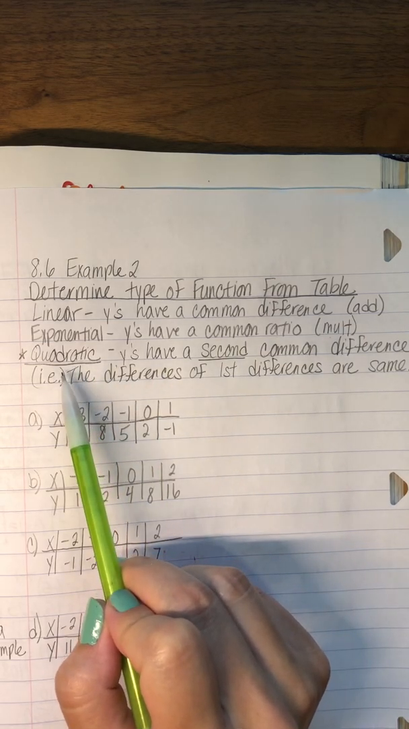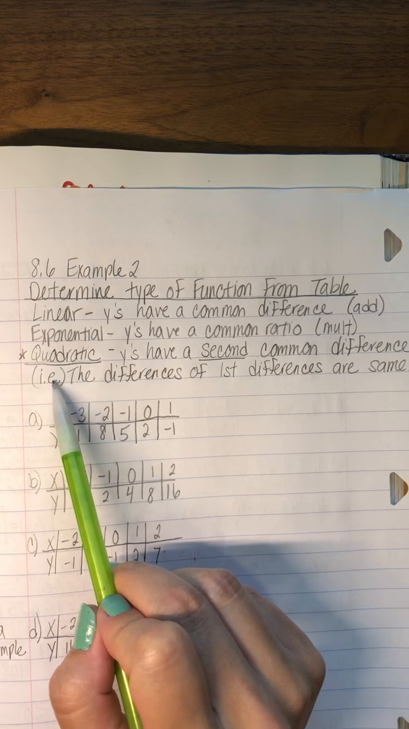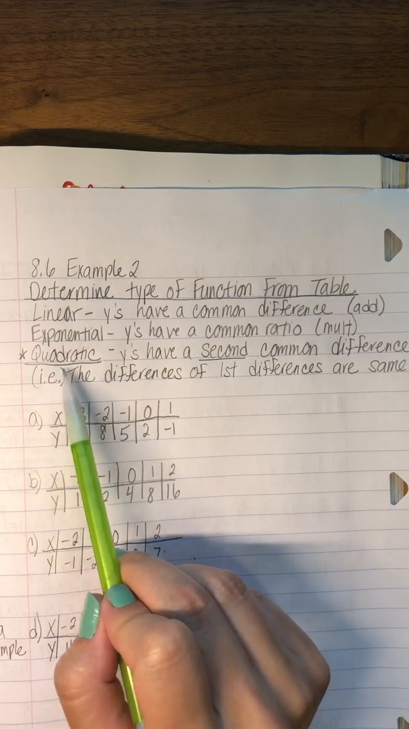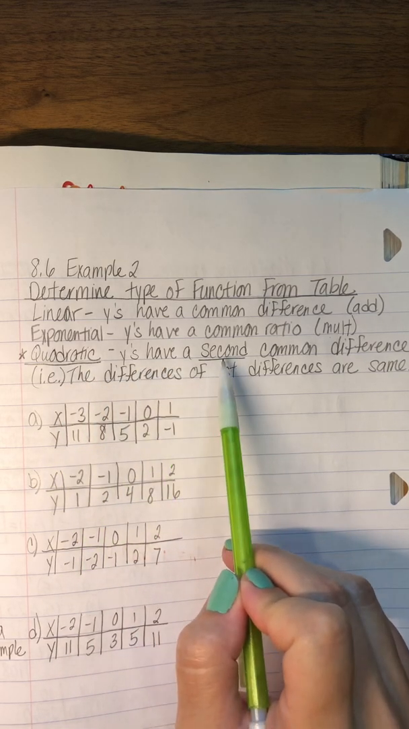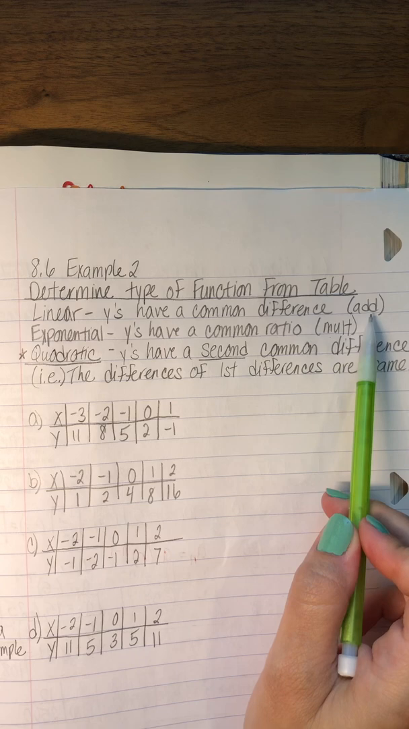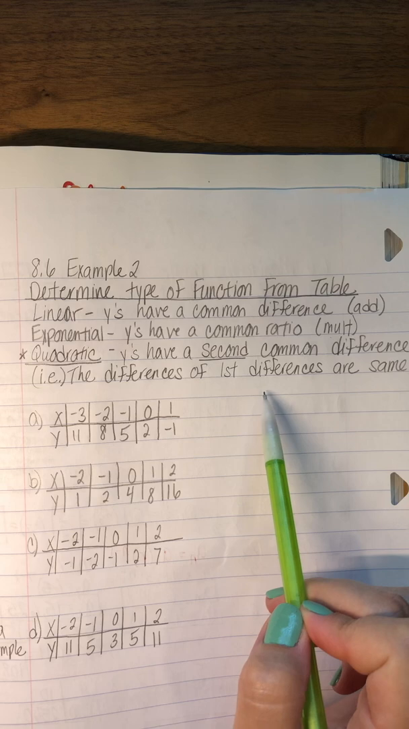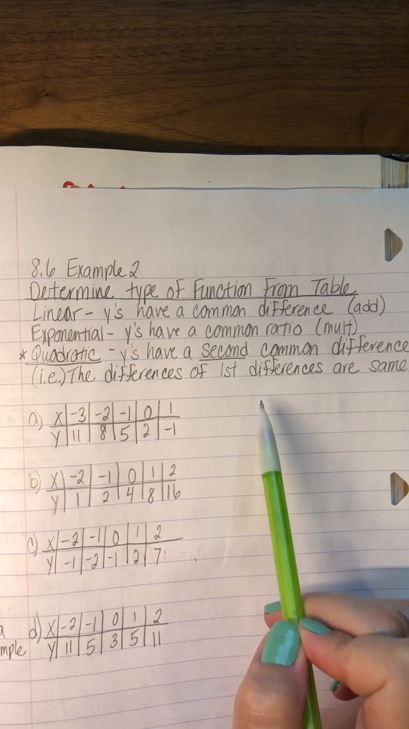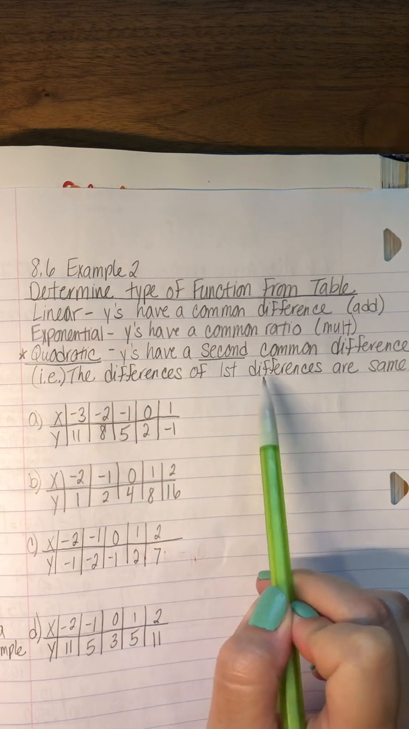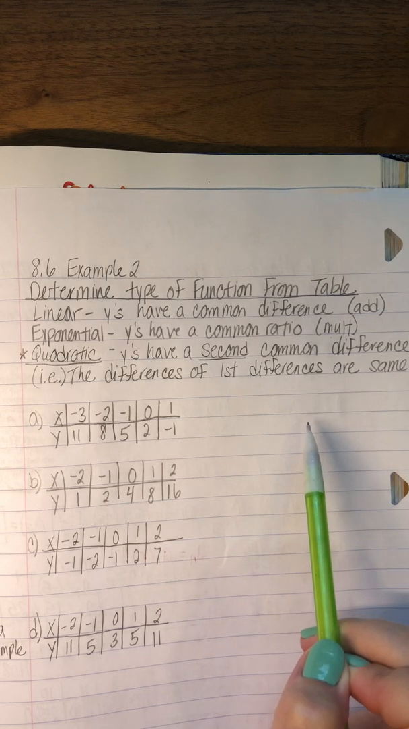Quadratic is a different kind of pattern that we're looking for. This one is definitely new for us, so just be careful when you're thinking about quadratic and take some time to listen to how I explain it. For quadratic, the y's have a second common difference. Remember, common difference means that we're again adding, but the first common difference is not going to be the same like linear is. The first common differences are going to be different, but the differences of those first differences, those are what's going to be the same. And I'll show you some examples so you can see what I mean.